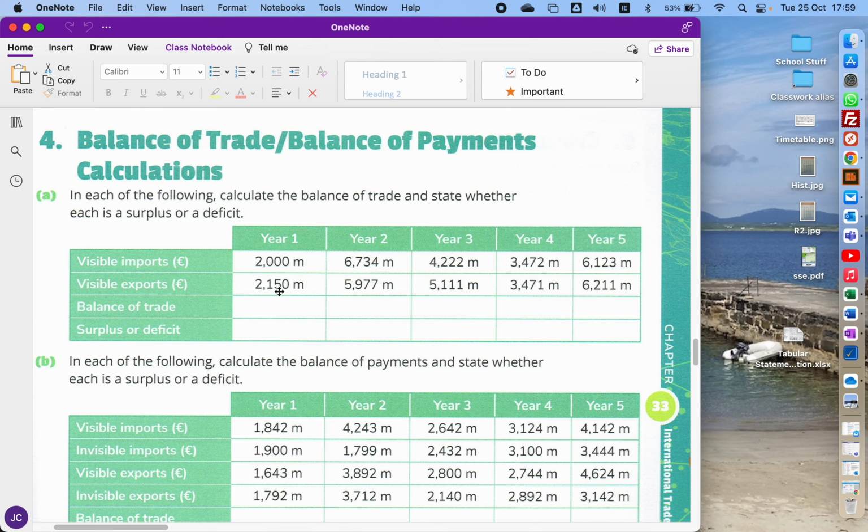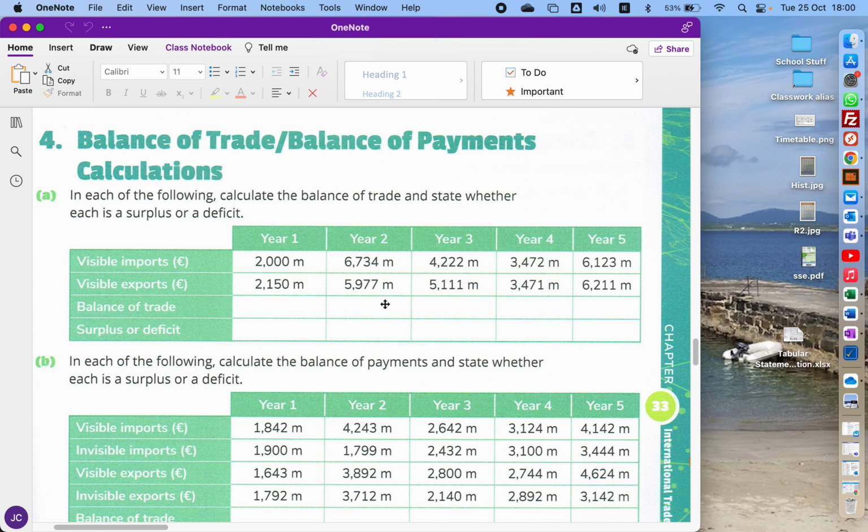So for this first one for year one, it's 2150, that's the exports, take away the imports, that's 2000. So you end up with a plus number, plus 150 million. And because it's a plus number, that means we have money left over after we've lost money for the imports. We have a positive result because we have left over money earned from our exports. So that means we have a surplus. So for the first one, it'll be 150 surplus.